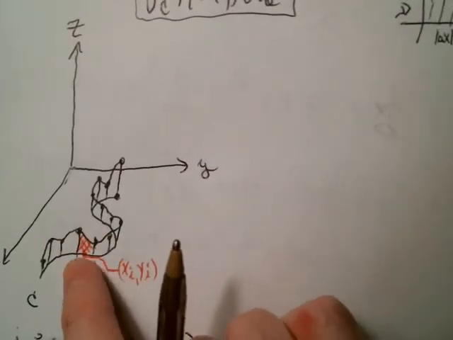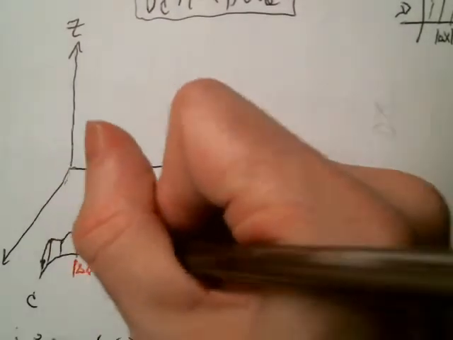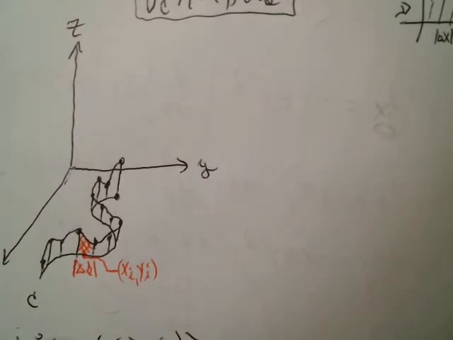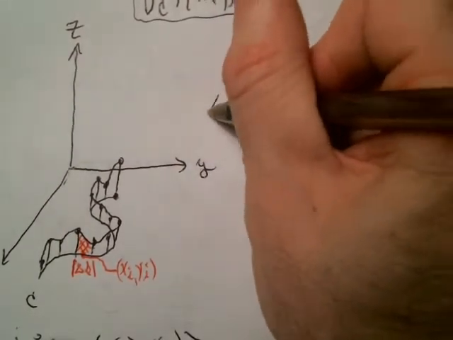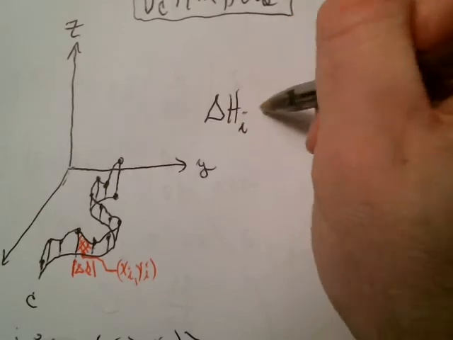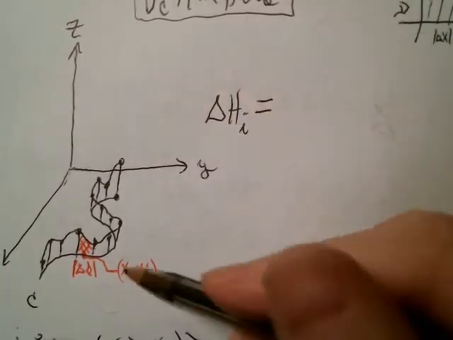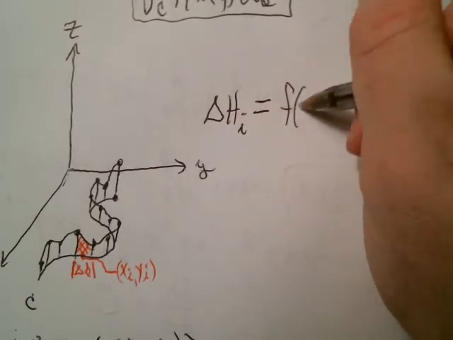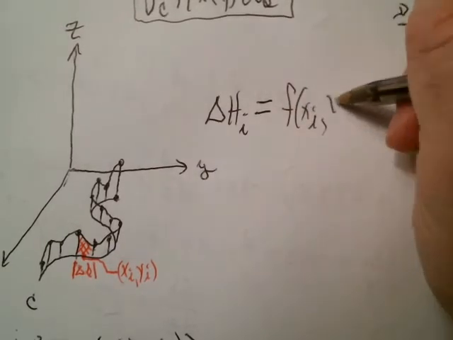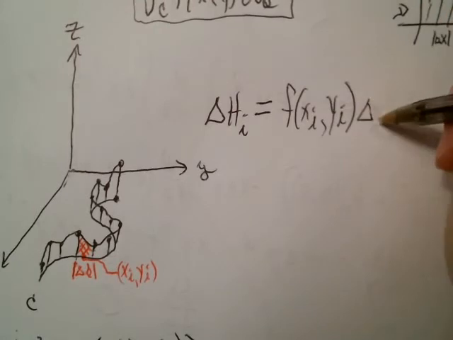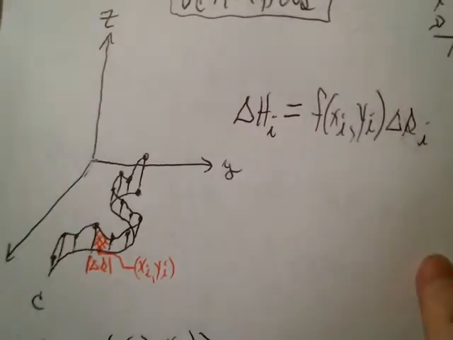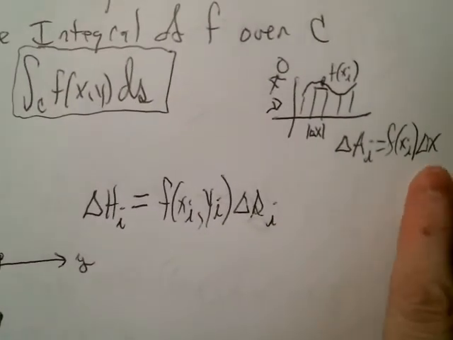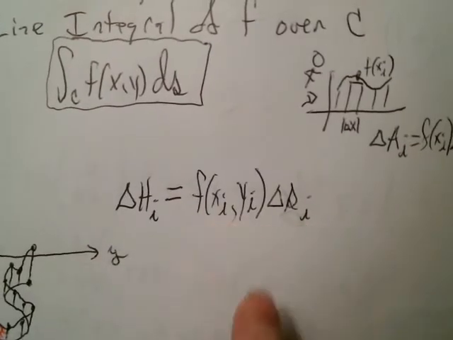So we can approximate the area that I just sort of filled in here, and I'll call that change in h sub i. We're approximating that area now with f of x sub i comma y sub i times change in s sub i. Okay, so it's a lot like what we did here. It's just instead of change in x, I have a change in s, and this is multivariable.